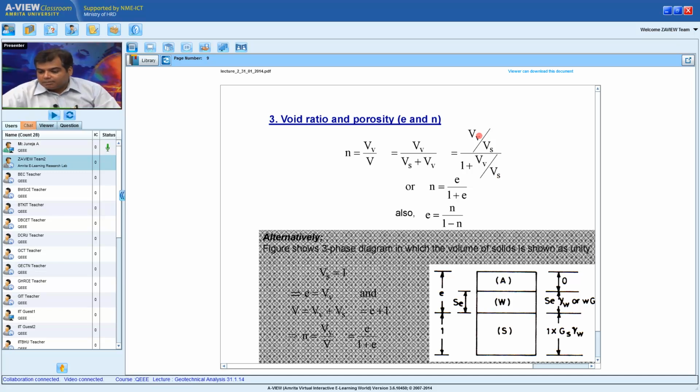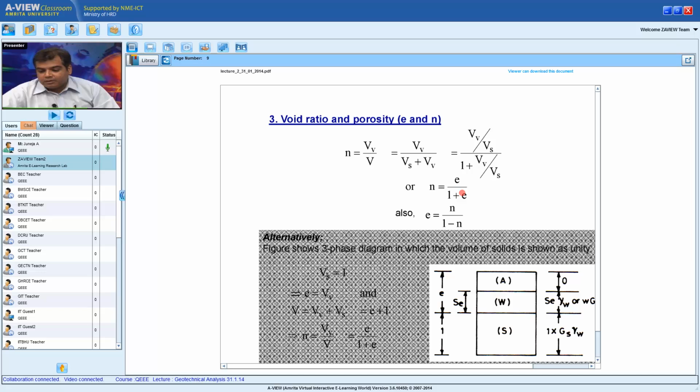Okay. Look at this carefully. Volume of voids over volume of solids is your void ratio. Okay, remember the definition of void ratio, volume of voids to the volume of solids. I have void ratio here as well. So in other words, porosity equals void ratio divided by 1 plus void ratio.